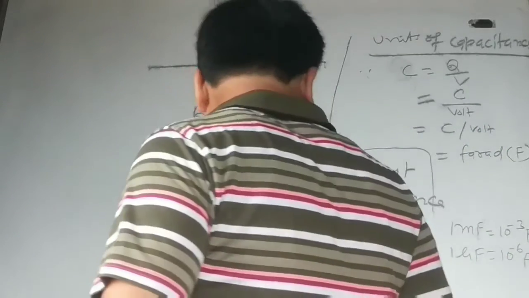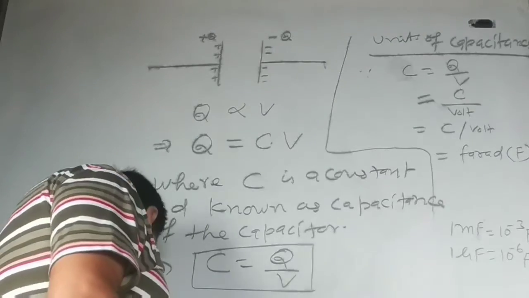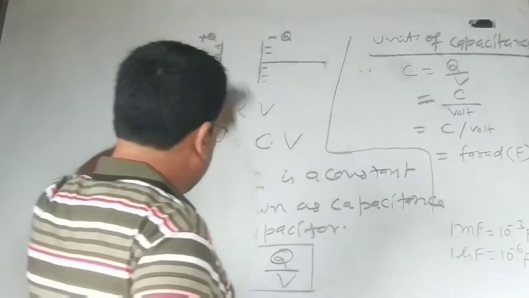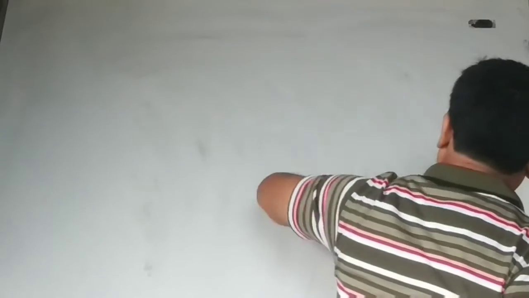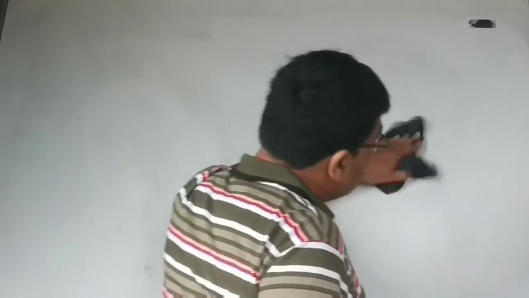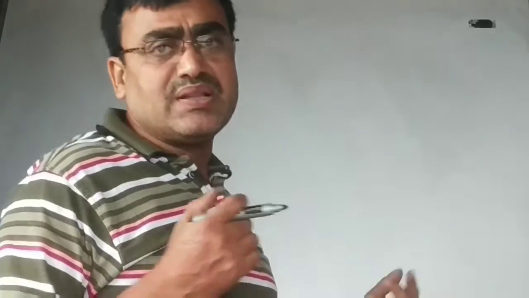Now I am going to discuss the parallel plate capacitor. A parallel plate capacitor is a type of capacitor whose plates are parallel to each other and separated by a small distance. It is a common type of capacitor and is commonly used in different types of electronic devices, like fans, electric motors, and other devices.